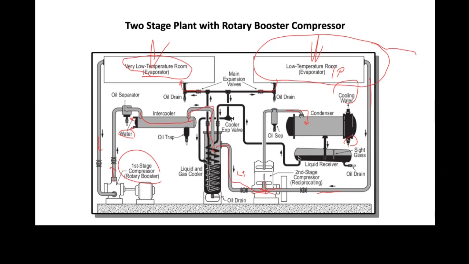We've got this subcooled liquid, which is still warm coming from the receiver, and we want to make it cooler. So what we're going to do is put it into a cooling coil. And then when it comes out of this liquid and gas cooler, they call it, it's now super duper subcooled liquid. So we're going to get much less flash going on in either of these evaporators.